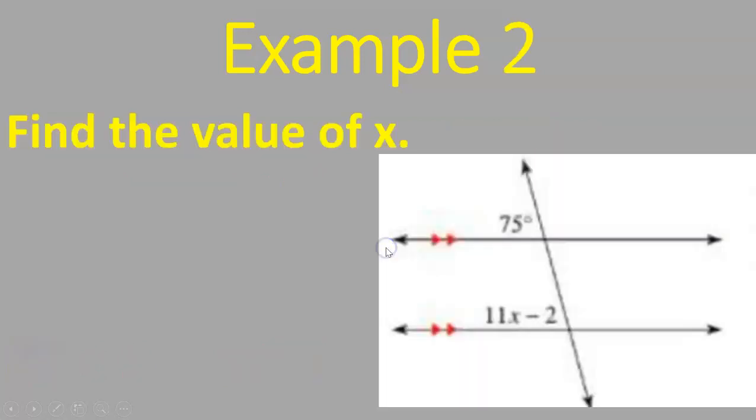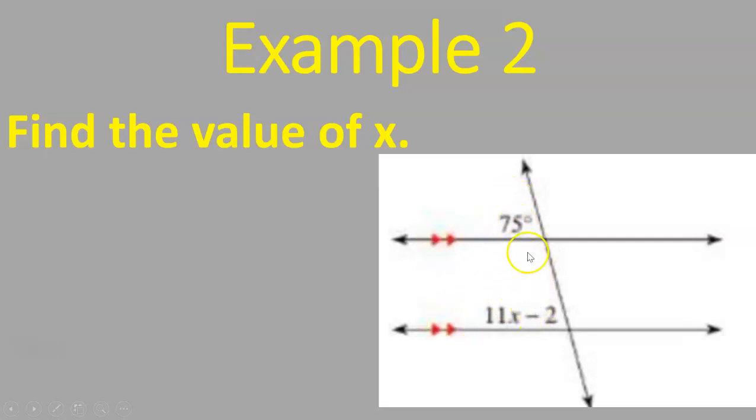Second example, here we'll find the value of x. Again, these are marked parallel. Now, what kind of angles are these? They're corresponding. And corresponding angles are congruent. Yeah, but remember, there's only really congruent or supplementary. That's your only options if the lines are parallel. And you can usually tell by looking.